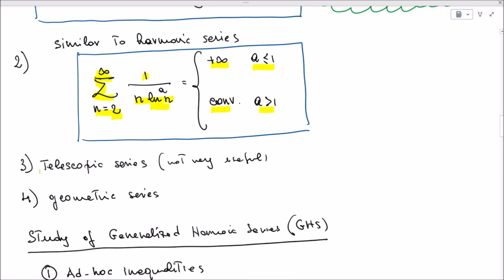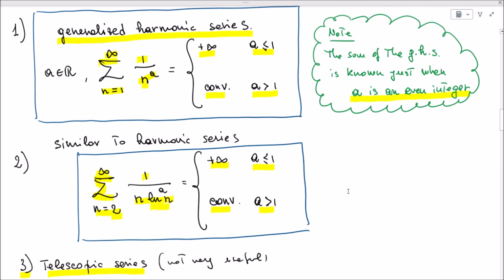Then we have the class of telescopic series, which we saw right at the start when studying series. The reality is that we have only a few cases of these telescopic series, so they are not very useful. Instead, what are very useful are the geometric series, and we also spent some time analyzing this series. So these four classes are basically the only series that we know how to analyze.